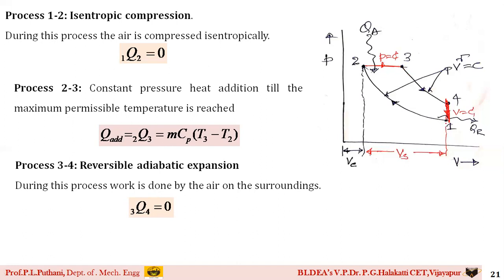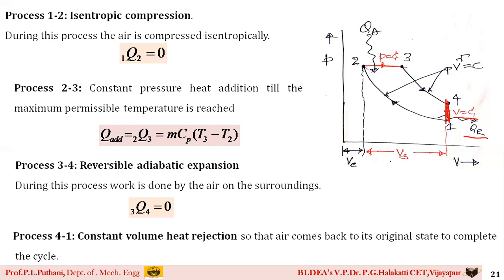And the last one we are left with is the process 4 to 1, students, that is a constant volume heat rejection process. So here the heat rejection is done at constant volume. So we write it as Q R is equal to Q4 to 1, that is m Cv (T4 minus T1). This is the heat transfer equation for the fourth process.